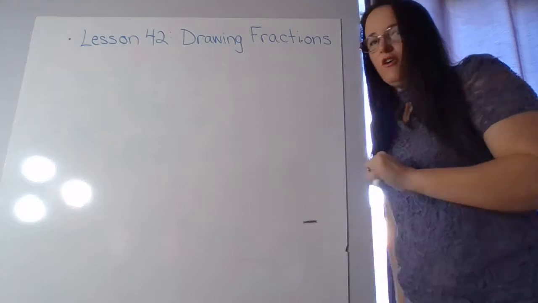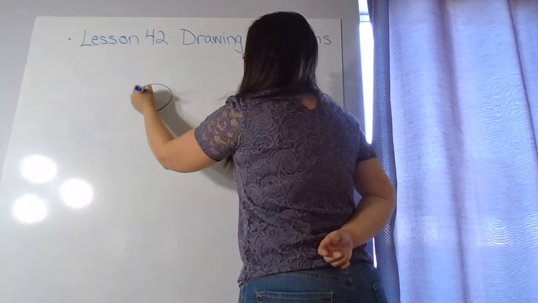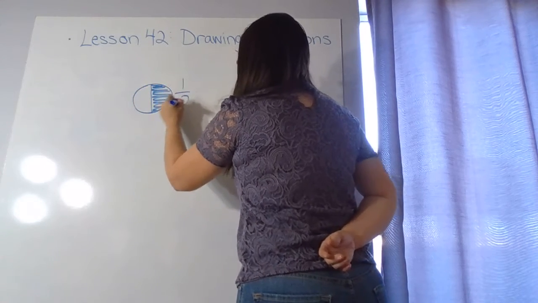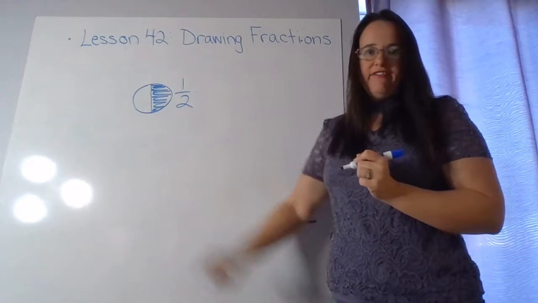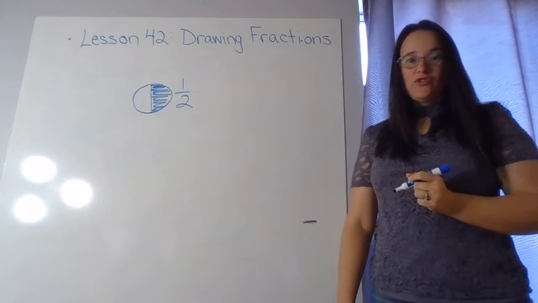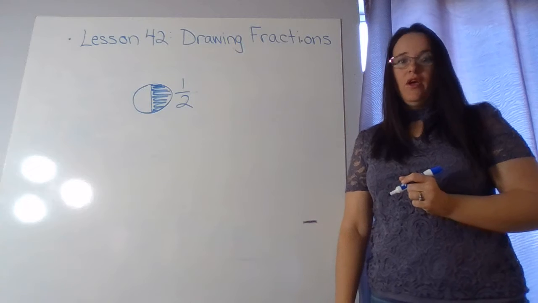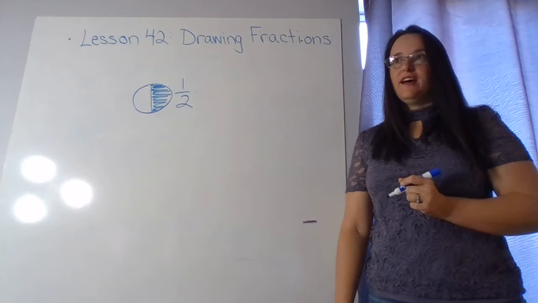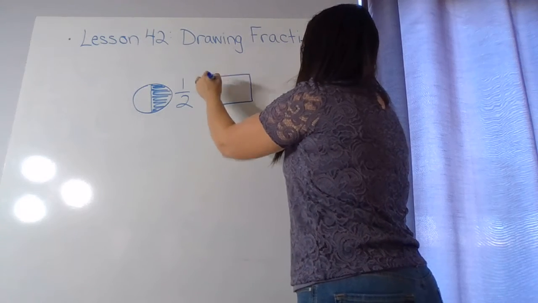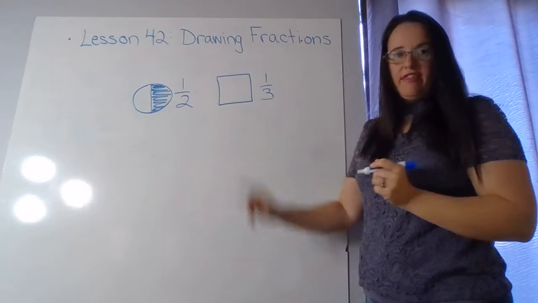As you're doing it at home, I'm going to put the answer up here on the board. There's my circle. And there's 1/2 of a circle. The next problem I want you to do is draw 1/3 of a square. 1/3 of a square. There's my square. You're drawing 1/3 of it.